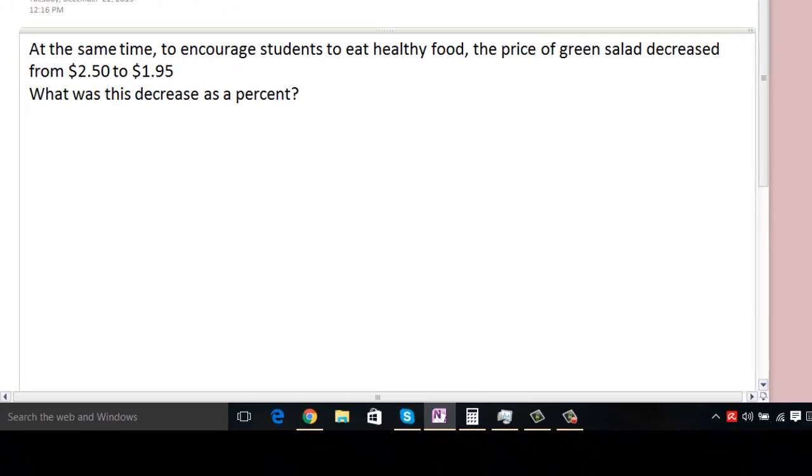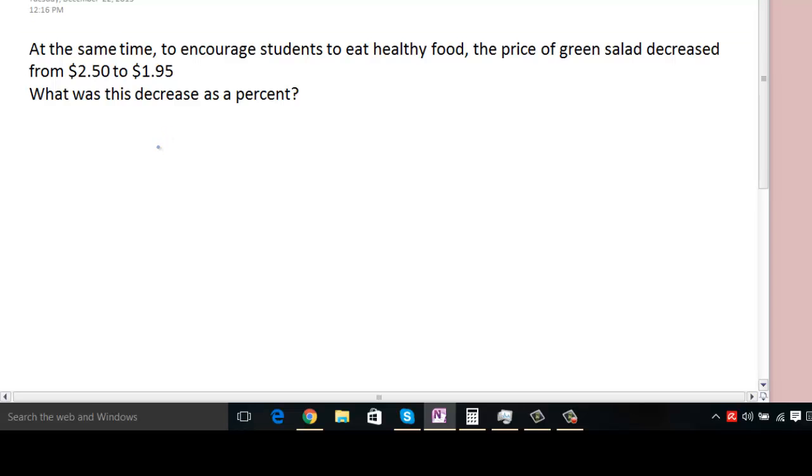Yes. At the same cafeteria, to encourage students to eat healthy food, the price of green salad decreased from $2.50 to $1.95. Again, they want to encourage the students to come and buy. What was this decrease as a percent?